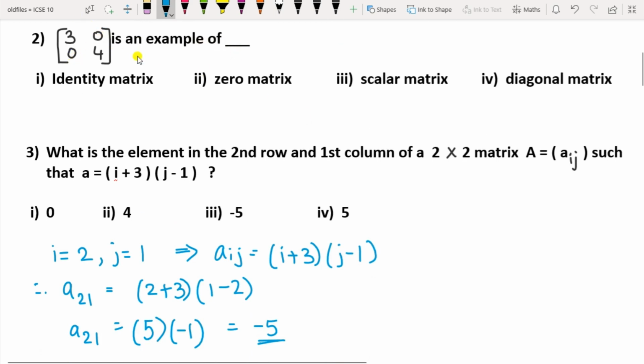The matrix with 3, 0, 0, 4 is an example of? Here you can see the diagonals have numbers but the other elements are 0. So it is a diagonal matrix.